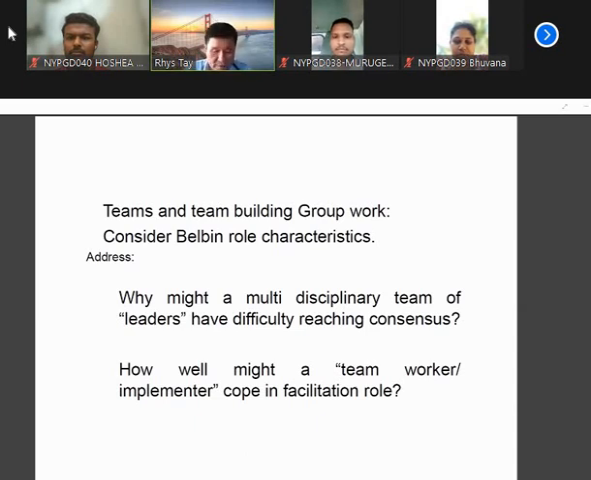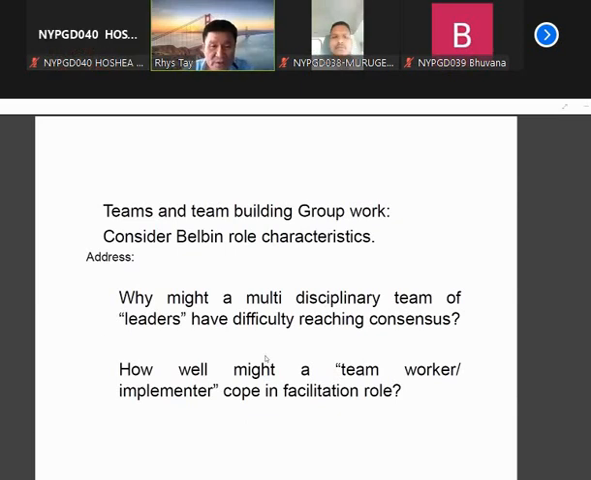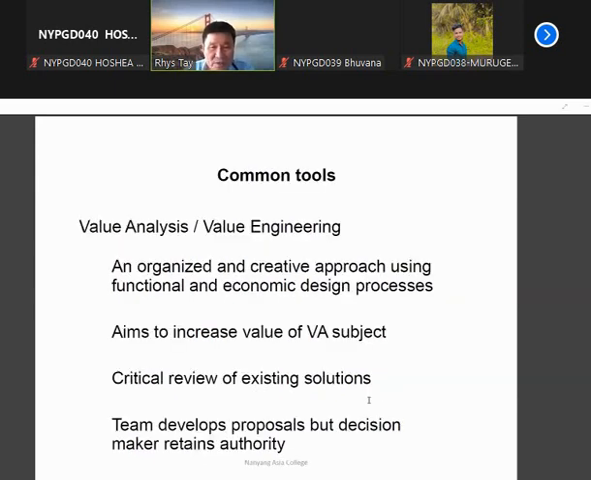Okay, so you can see that in project construction, there are a lot of things to monitor. These are the so-called team building or work group to do the assessment, to monitor the project timeline, and to monitor the cost. All right. So value engineering is called an organized creative approach using functional and economic design.